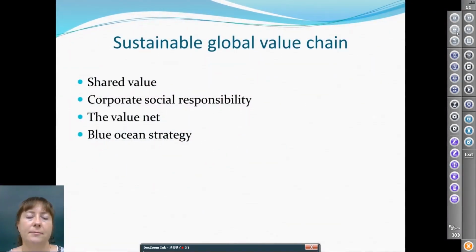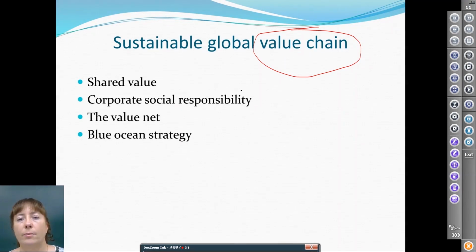And one more thing: if we want to achieve sustainable competitiveness in the global environment, we should create a global value chain. This value chain helps us to understand better all our partners and customers, and to share and transfer our knowledge and technologies to the other members of the market. Here you can find the components of this value chain. Corporate social responsibility helps us to improve our competitiveness. Shared value from our project also helps us to be more competitive. The value net activities and the blue ocean strategy help us too.